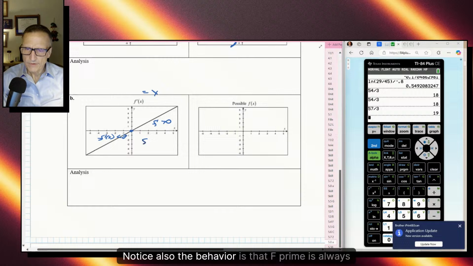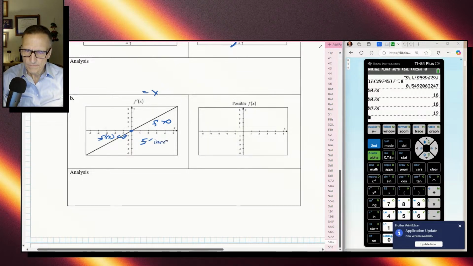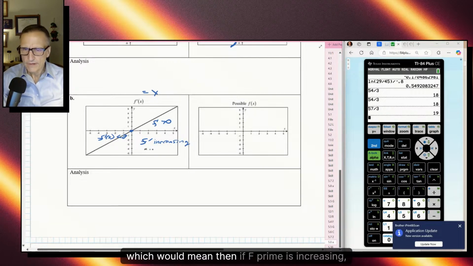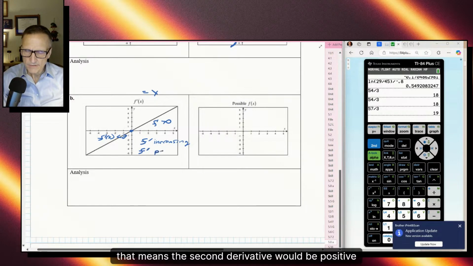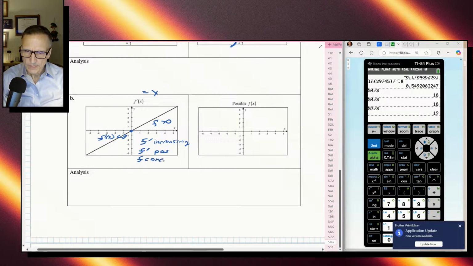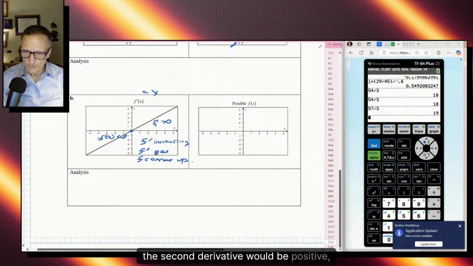Notice also the behavior is that f prime is always increasing, which would mean then if f prime is increasing, that means the second derivative would be positive always, and therefore f must be concave up. So that's the logical analysis, really, f being concave up. F prime is increasing, therefore the second derivative would be positive, which we know means that f is concave up. So what would this look like?